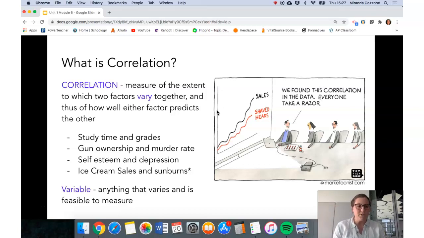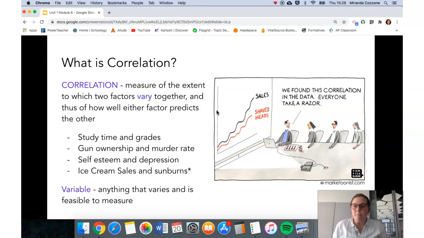Another thing that might be interesting to look at is self-esteem and depression, okay? Unlike study time and grades, which probably go up together, the more you study, the better your grades are, self-esteem and depression go in opposite ways, theoretically, right? So let's say we would predict that as self-esteem increases, depression actually decreases, okay? And we're gonna use that as an example next.